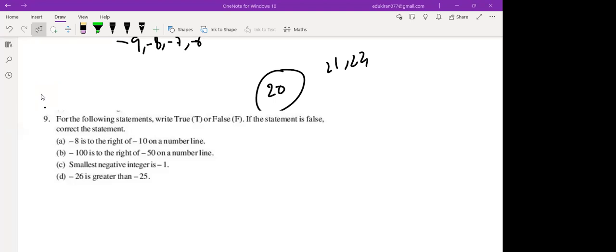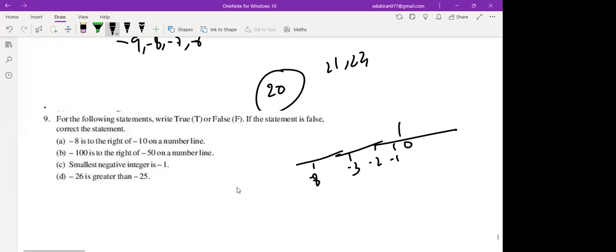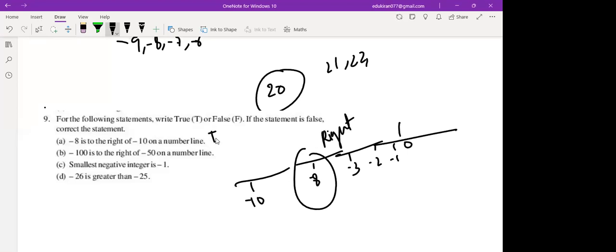Ma'am, minus 8 is to the right of minus 10 on a number line. Ma'am, it's false. Ma'am, it is always to the left. Oh, are you serious? Ma'am, it's true. 0, minus 1, minus 2, minus 3, ... minus 8, and then minus 10 comes. It is always right. So it is true. Okay.